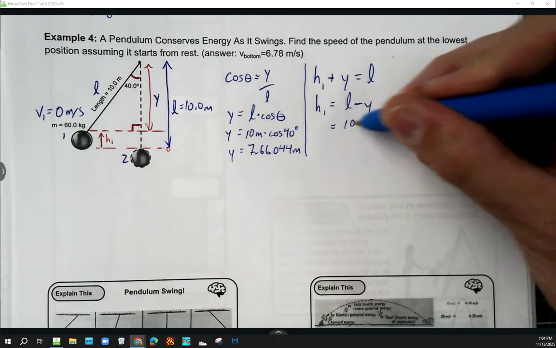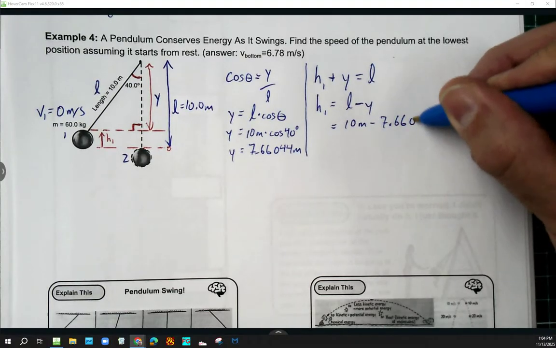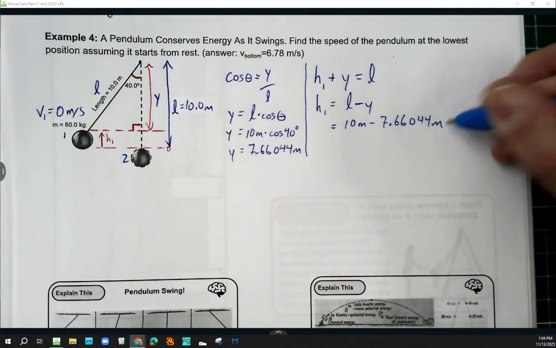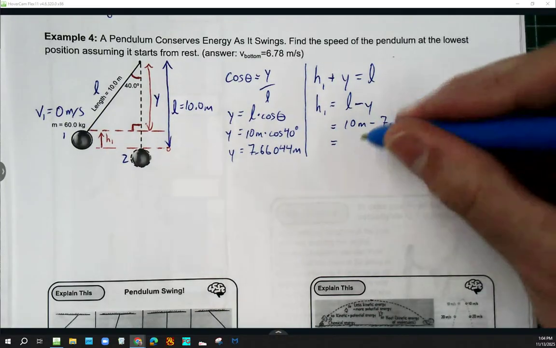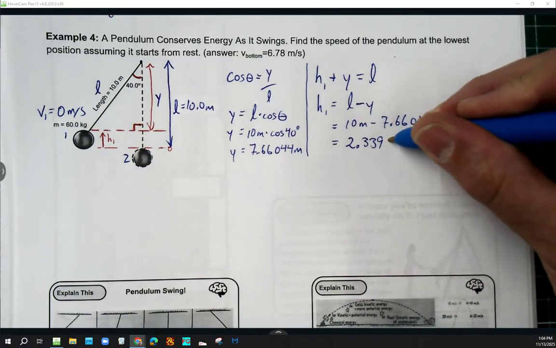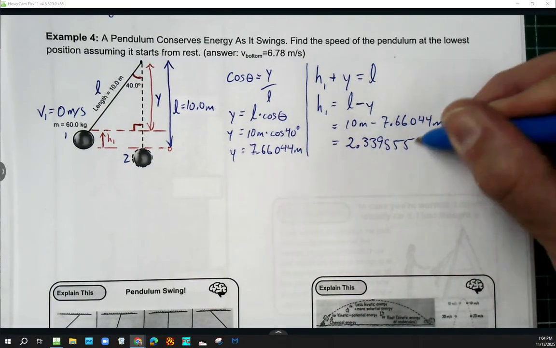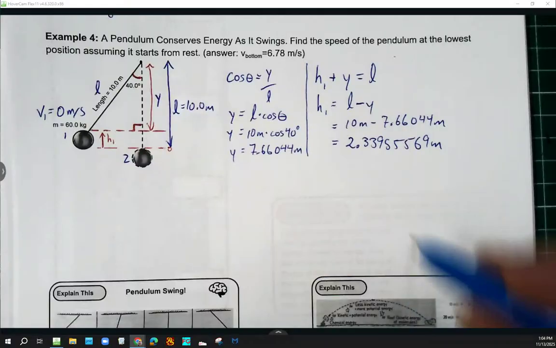In other words, 10 meters minus the y value. And again, I probably over-rounded my y value, but earlier I didn't over-round it, and I got this ridiculous number, 2.339 meters. You know, like this ridiculous value. I was just holding on to every digit when I was doing it, you know, just because. So I get my h1 value.